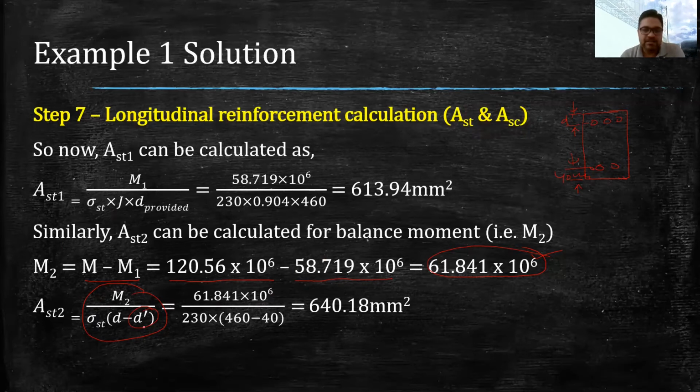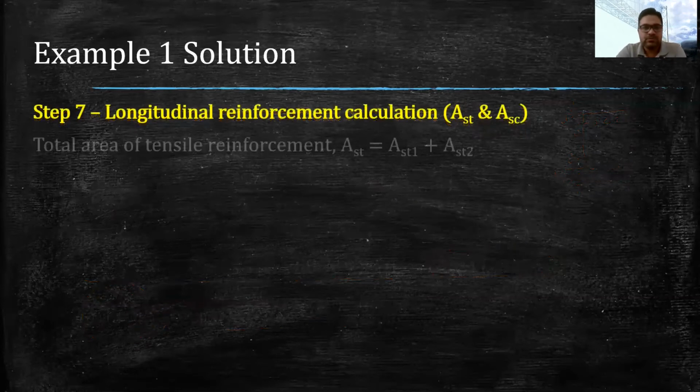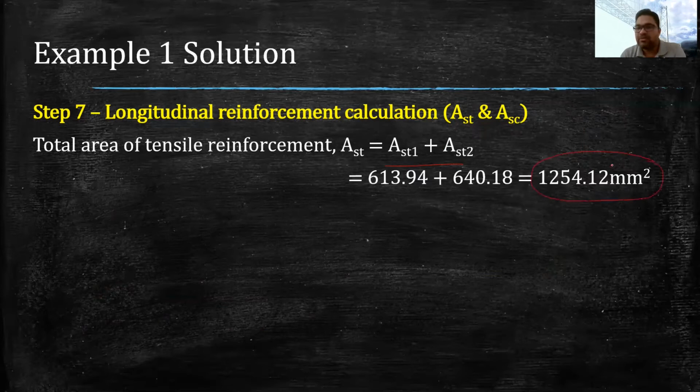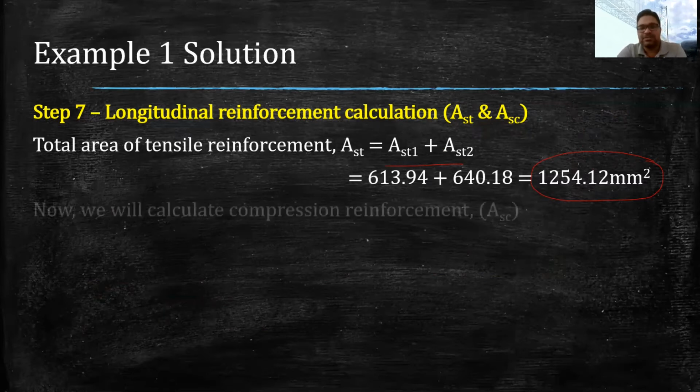So this time D minus D dash, where D dash value is 40 mm and D value is 460. Putting all the values, we get the value of AST2 as 640.18. Now we have calculated the value of AST1 and AST2. So AST is AST1 plus AST2, which is the total area of tensile reinforcement. So the total area of steel in tension required will be 1254.12 mm square.